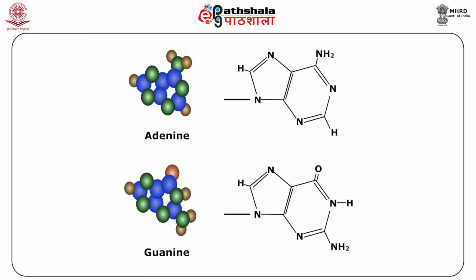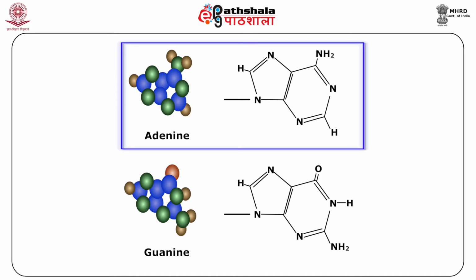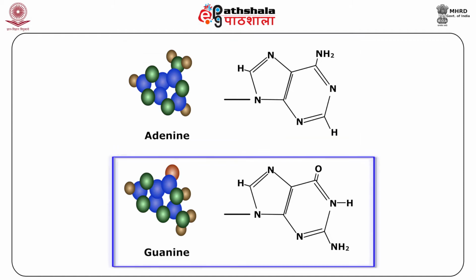Now let's learn about the two-ringed components of DNA or RNA, which are the purines. Two kinds of purines exist in nucleotides: adenine, labeled as A, and guanine, labeled as G. Both are found in DNA as well as RNA. Adenine is basically 6-amino attached to the purine parent backbone, and guanine is 2-amino 6-oxy purine.